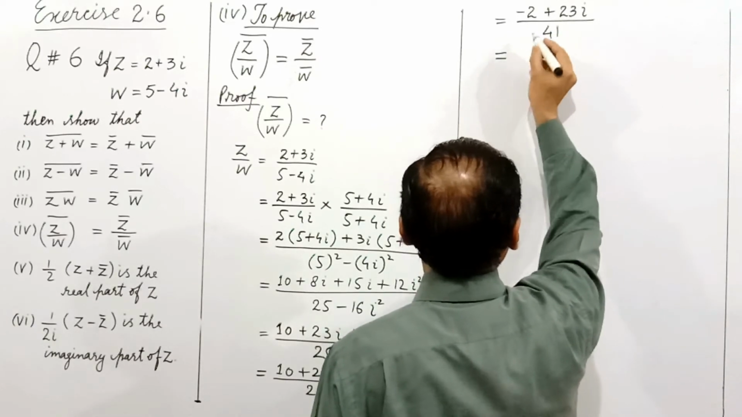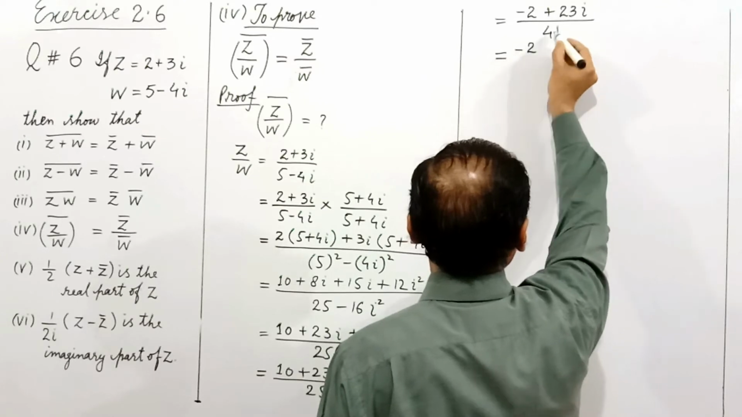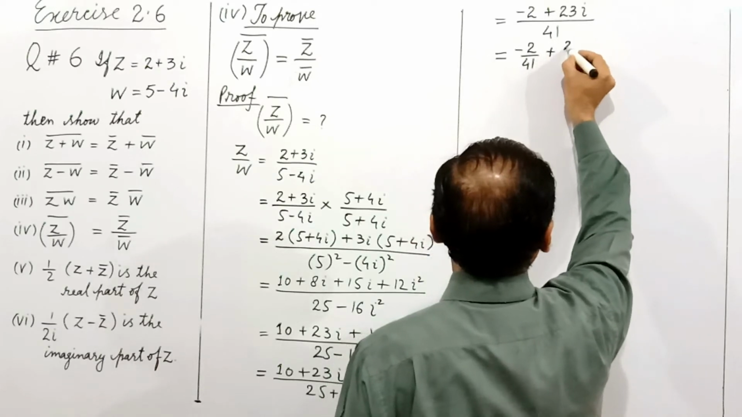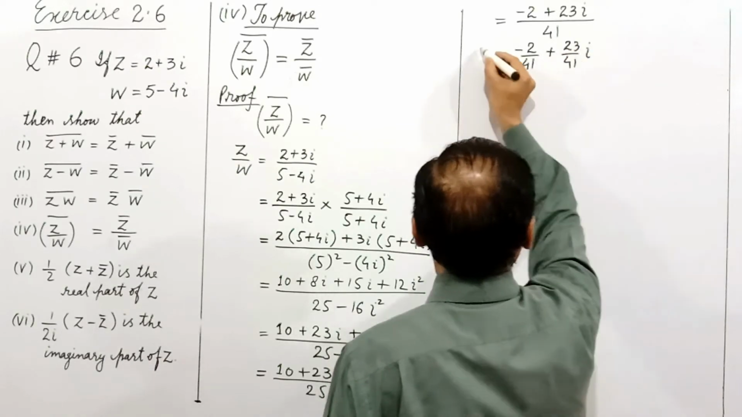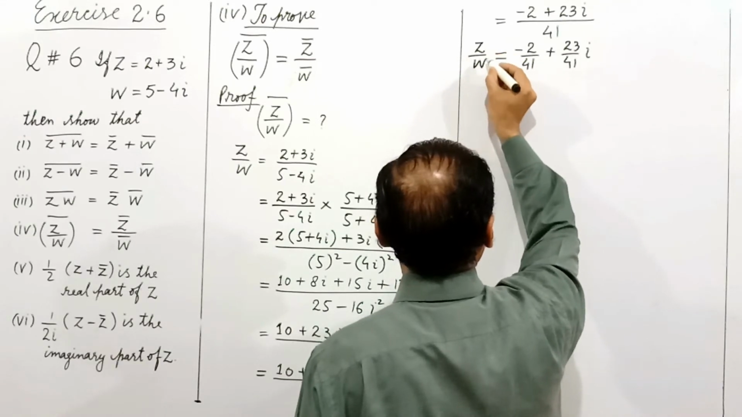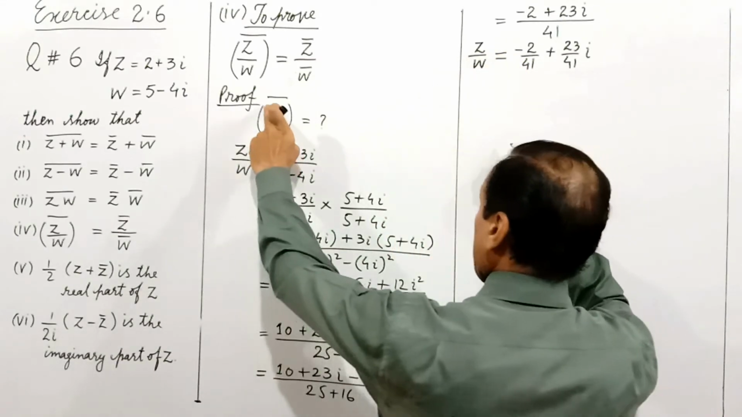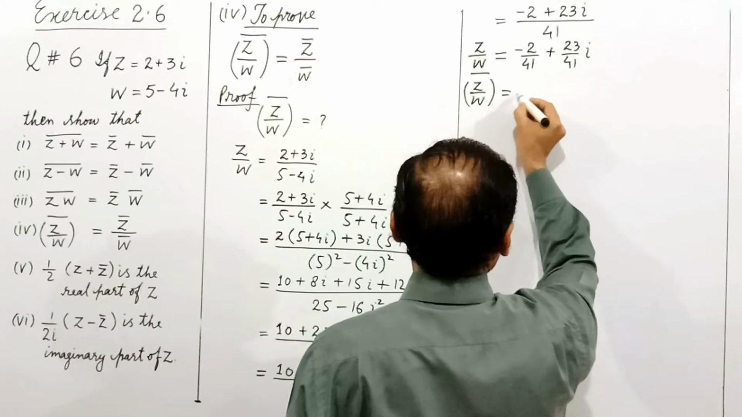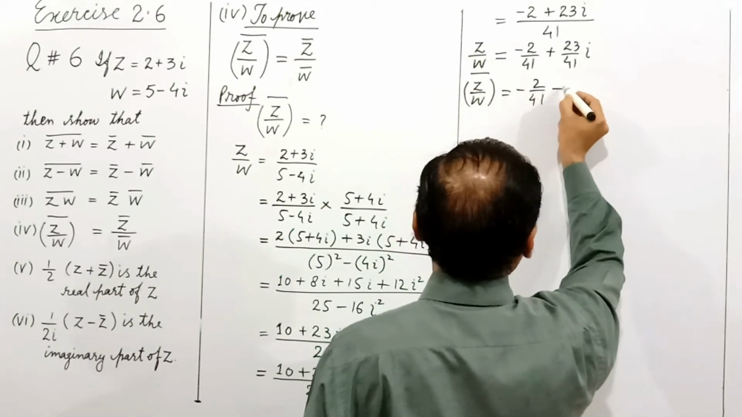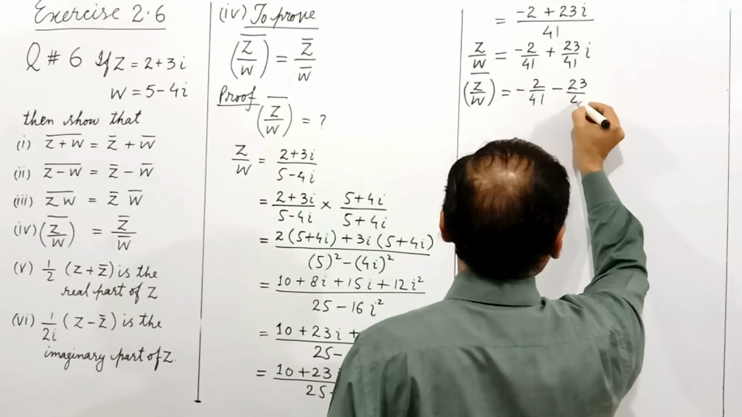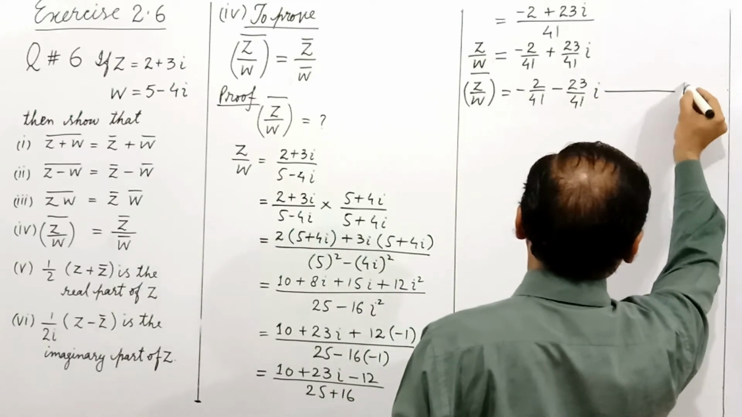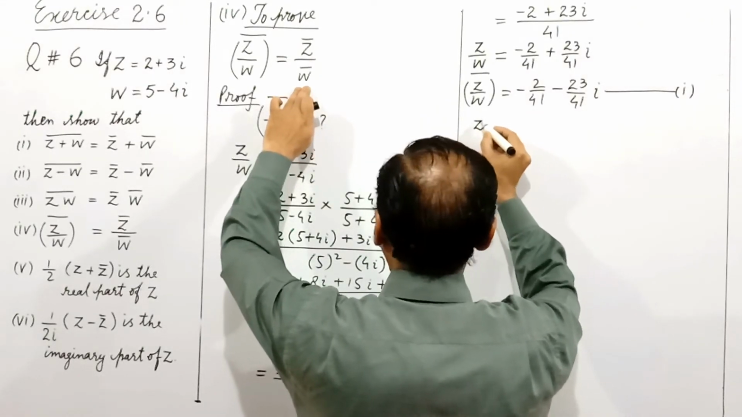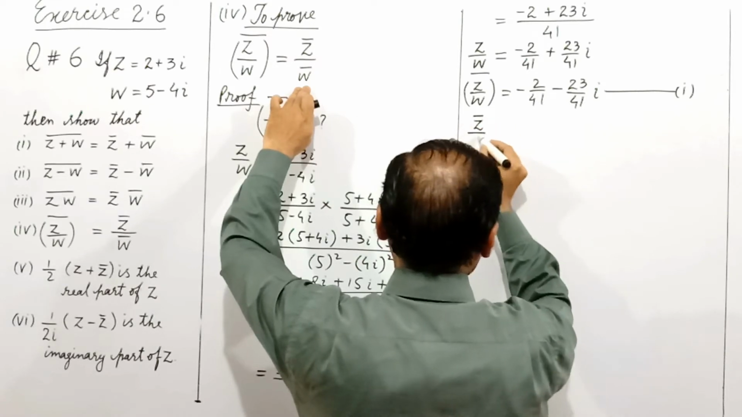Hence, by applying the inverse action of taking LCM, that is minus 2, we write the denominator with both numerator terms: minus 2 over 41 plus 23 over 41 iota, and that is how we get the quotient of z and w. As in the left hand side we require its conjugate, so we take the conjugate of both sides and we get minus 2 over 41 minus 23 over 41 iota, and we name it equation 1 as a reference. Now take the right hand side, in which we are required to find the quotient of the conjugates of the complex numbers.